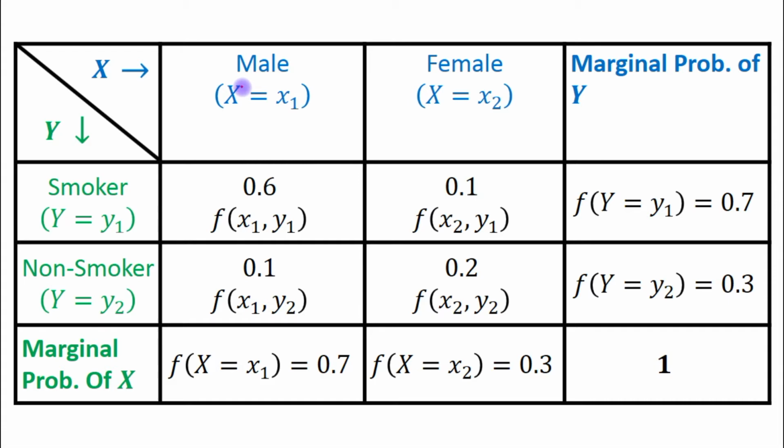Here we have given the marginal probability of x, in which this probability, that is 0.7, denotes the probability that a person is male, and 0.3 denotes the probability that a person is female. And this is the marginal probability of y, where this 0.7 denotes the probability that a person is smoker and 0.3 denotes the probability that a person is non-smoker. The sum of these marginal probabilities is given as 1.